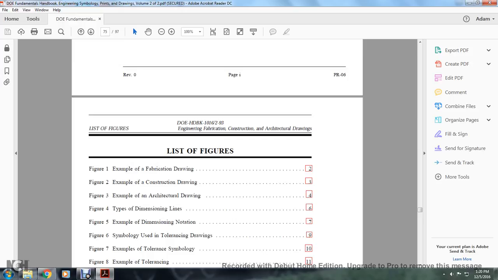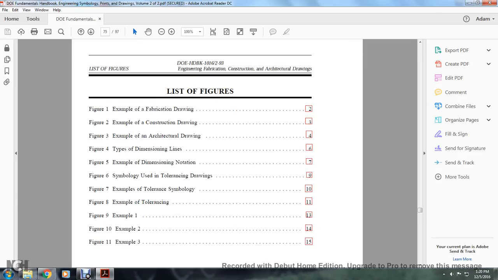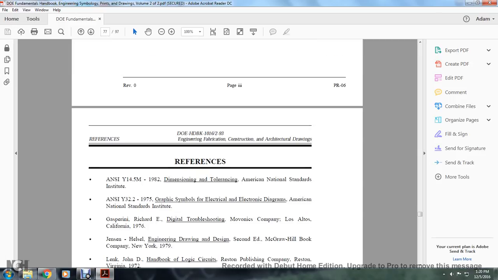List of figures: example of a fabrication drawing, example of a construction drawing, example of an architectural drawing, types of dimension lines and types of dimension notation, symbology for the tolerance drawing, example of the tolerance symbology, example of the tolerance, examples 1, 2, and 3. List of tables: none. References.